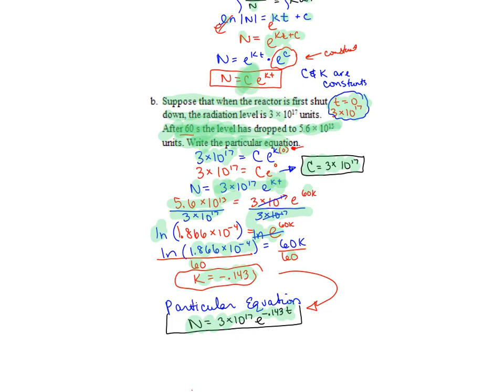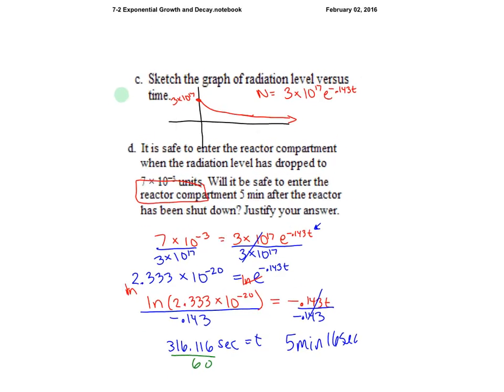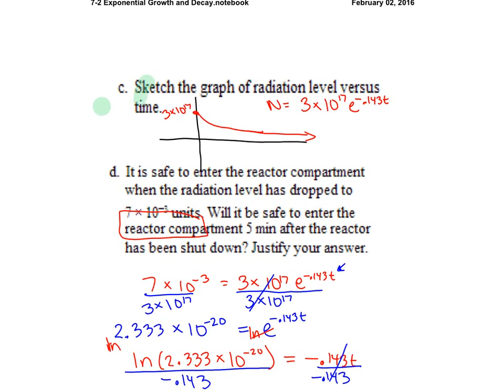Alrighty, so let's do one more. So when I said one more, I lied. What I meant to say is we're going to finish this problem. Sketch the graph of the radiation level versus time.